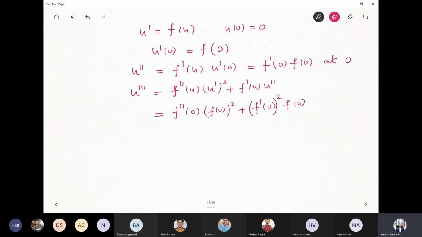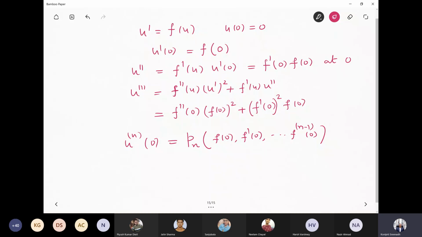So if I observe what these things look like, each derivative has terms involving f0, f prime 0, f double prime 0, right? So I can write the nth derivative of u at 0 as a polynomial of degree n in n variables. Those variables are going to be f0, f prime 0, up to f^(n-1) at 0. Right. So how do these polynomials look like?